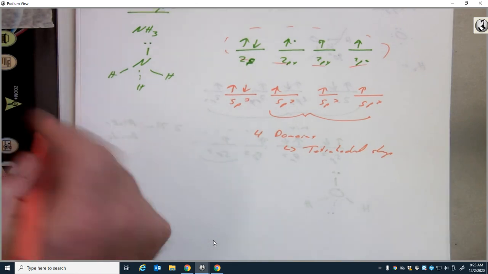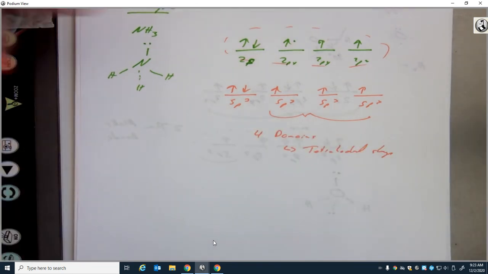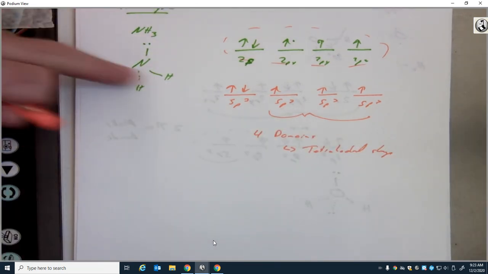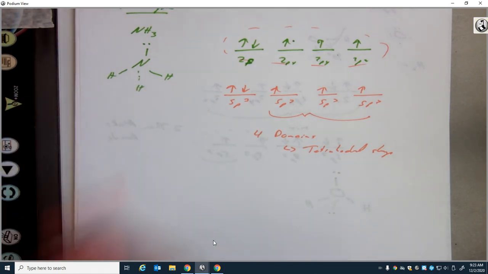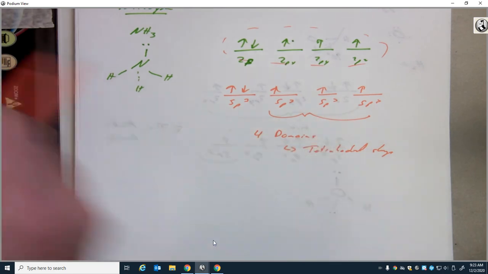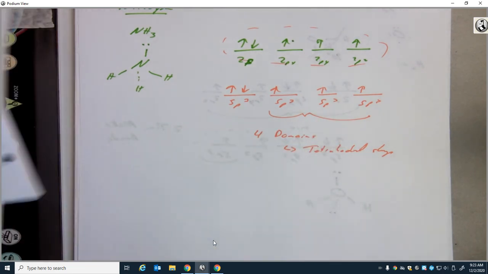Okay, now this isn't a tetrahedral shape because, all right, there's nothing here. It's this pyramidal shape, right? But that's what's happening with the bonding and the hybridization.